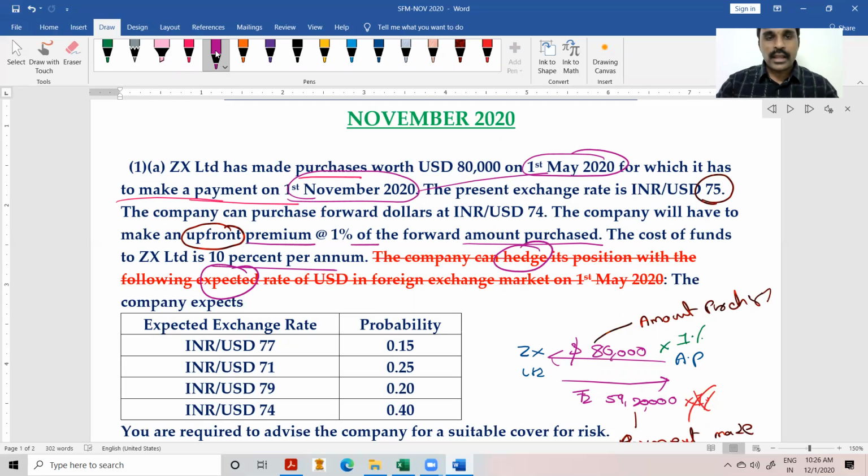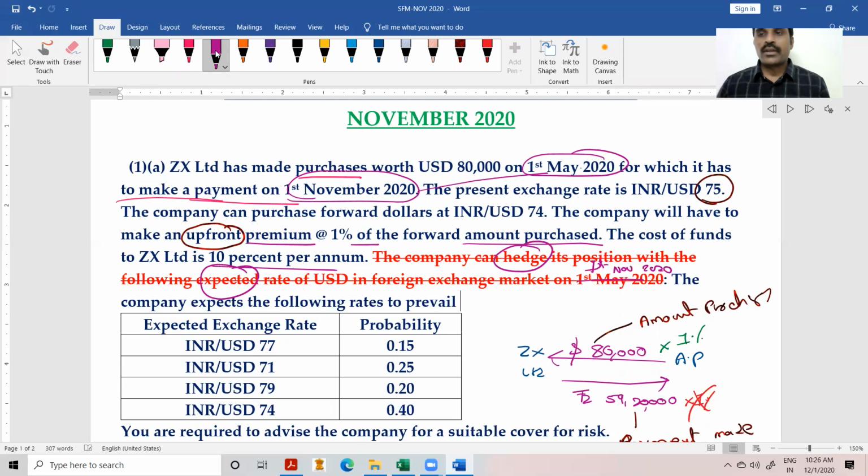The company expects the following rates to prevail, and also we are already on 1st May, and they have given the exchange rate. This should be November 1st. This should be 1st November.